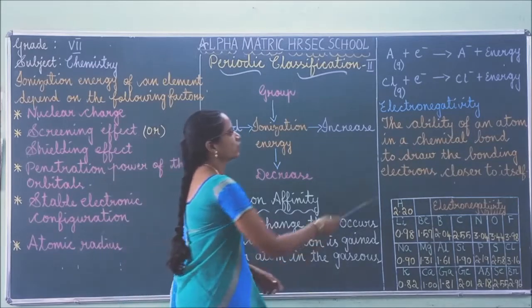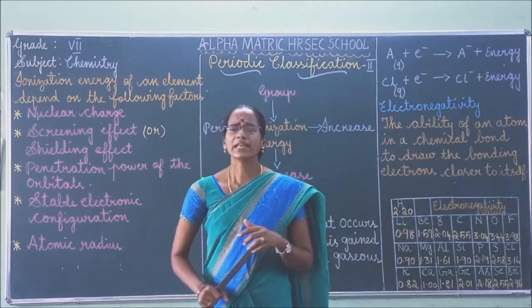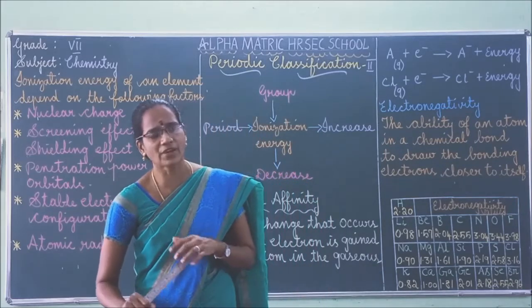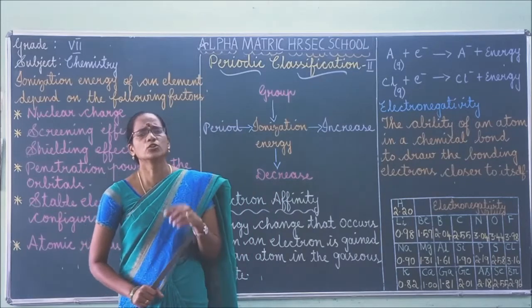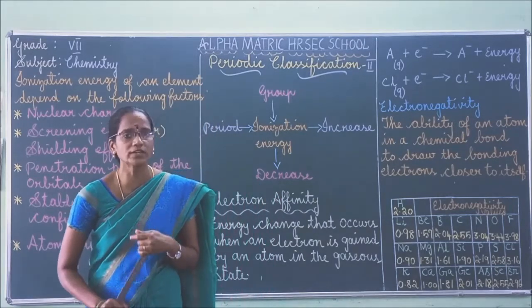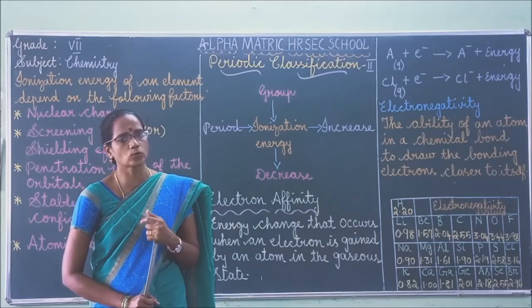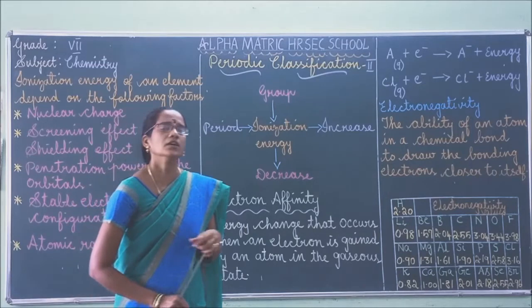Okay, this is applicable only for gaseous elements, atom. Okay, next we can move to electronegativity. Electronegativity is defined as the tendency of an atom to attract the shared pair of electrons towards itself in its ground state. Okay, so this is called electronegativity.